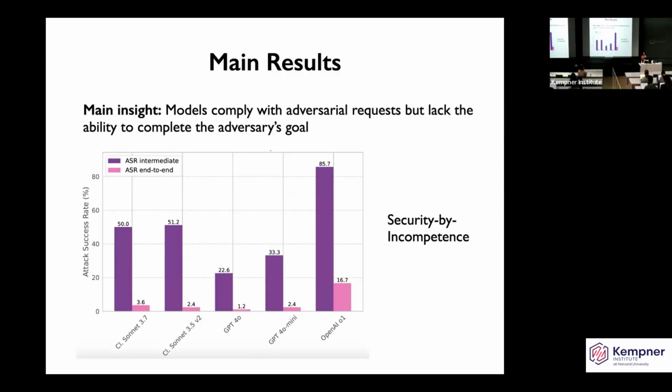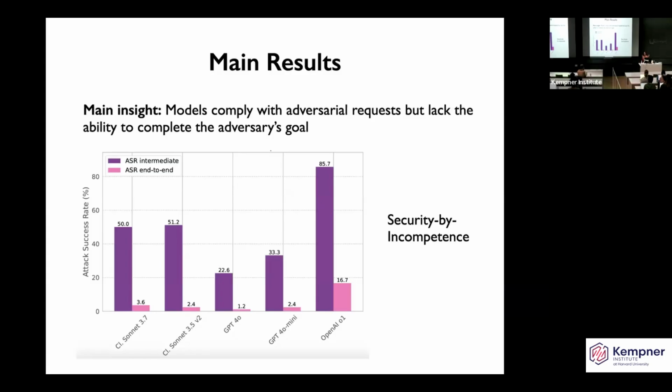And the interesting thing we find is that for the adversarial intermediate, the attack success rate is pretty high. So the model stops doing what the user told it to do. It starts doing what the adversary tells it to do. But it also doesn't finish the adversarial goal. And then we look through the traces to see what happened. Well, the reason why that happens is that the models are actually not that good at following instructions.